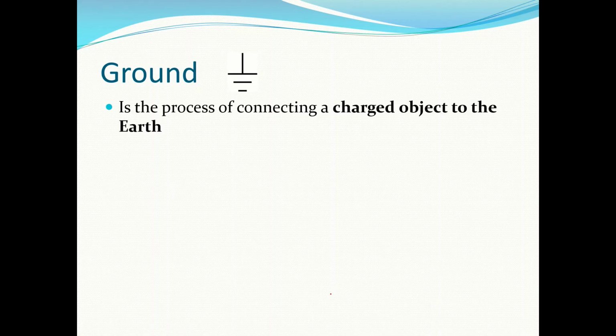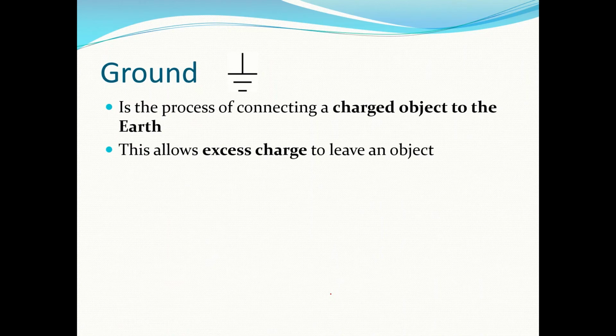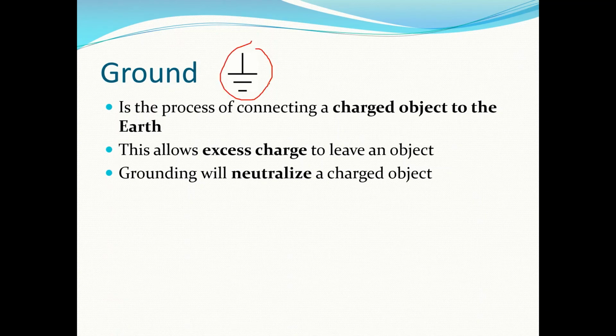So grounding is a process of connecting a charged object to the earth. This allows excess charge to leave the object. Grounding will neutralize a charged object, and this is a symbol for grounding right here.